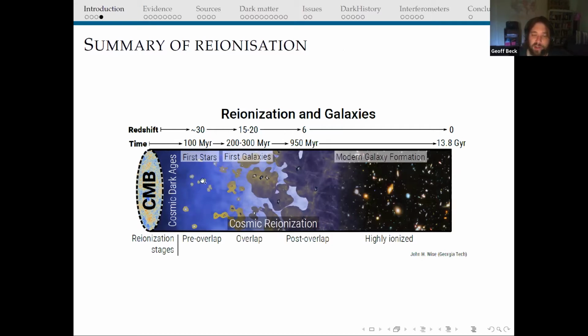The first stars are drivers of early reionization. Little patches of ionized gas build up around these stars. The stars clump up into galaxies, and eventually the galaxies ionize the entire universe. This all happens over a relatively short period. It starts around redshift 30, and it's done by about redshift 6. So this is the epoch we're going to be concentrating on in this seminar today.